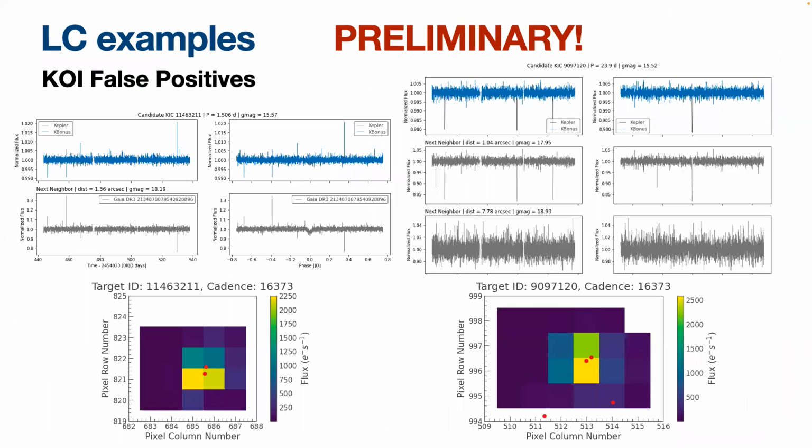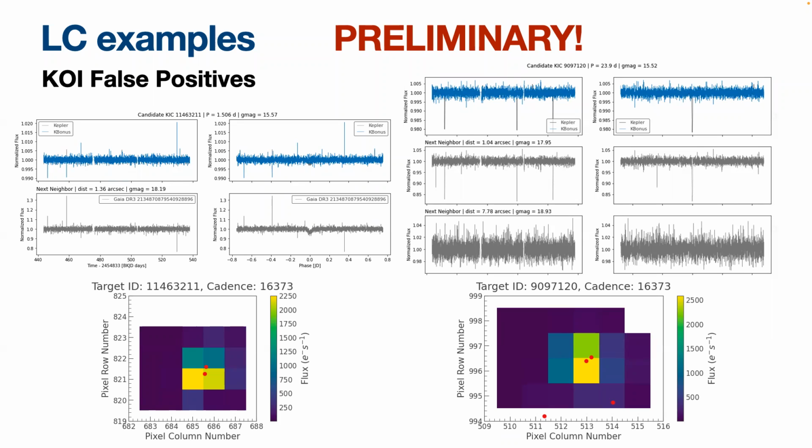More examples of light curves. These are preliminary in the sense that we still need to do some cleaning of some light curves to ensure that the data products that we're releasing are reliable and users can trust them. But these are very cool examples of false positive KOIs. Because we're doing PSF photometry, we can easily deblend contaminated sources.